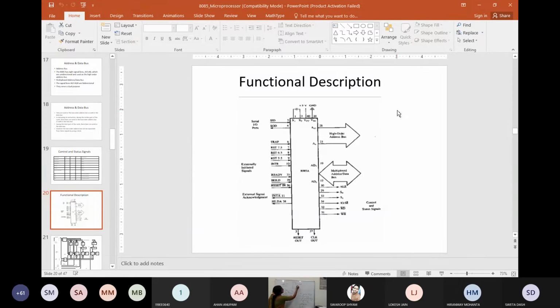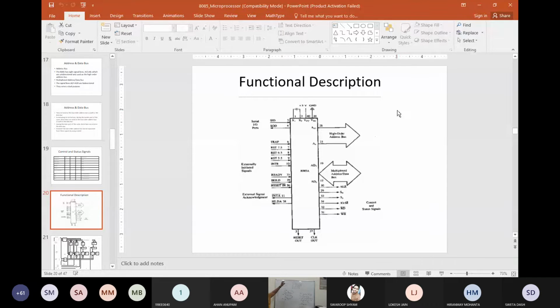Memory read, memory write, IO read, IO write. Okay, I'll tell you what these are. Now these are very big things to read. IO write. Now let me go in detail.